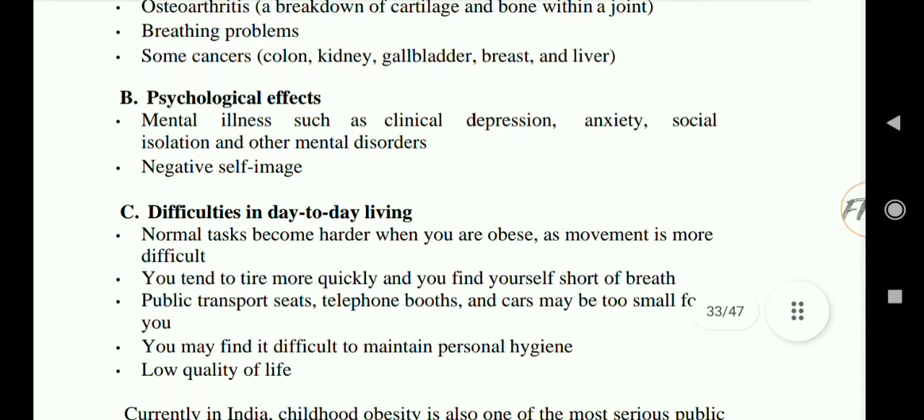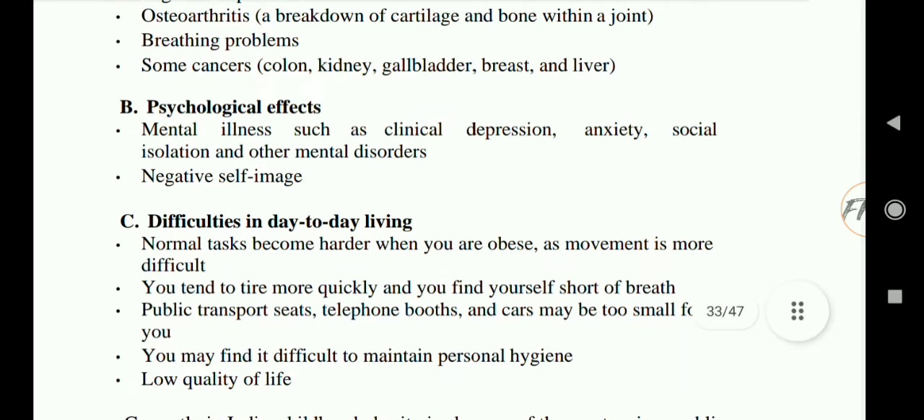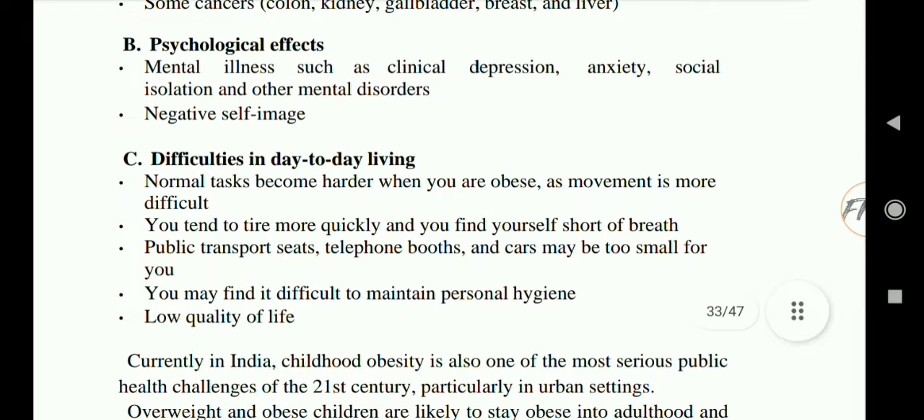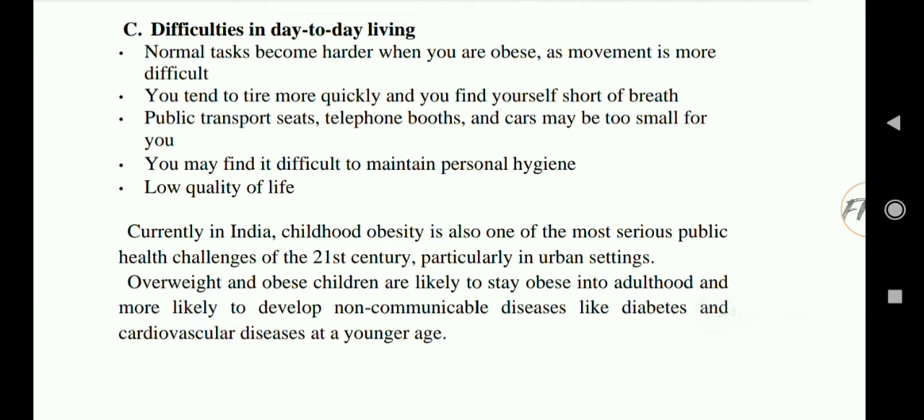Second is psychological effects: mental illness such as clinical depression, anxiety, social isolation, and other mental disorders, and negative self-image. So the person starts to feel negative about his or her body, and starts becoming socially isolated. That is, they start living alone. Difficulties in day-to-day living: normal tasks become harder when you are obese and movement is more difficult. Yes, of course, when people are obese, normal tasks also become difficult. You tend to be tired more quickly, and you find yourself short of breath.